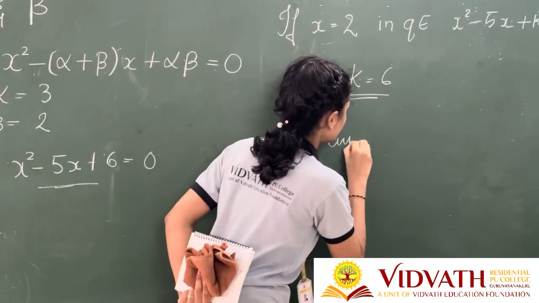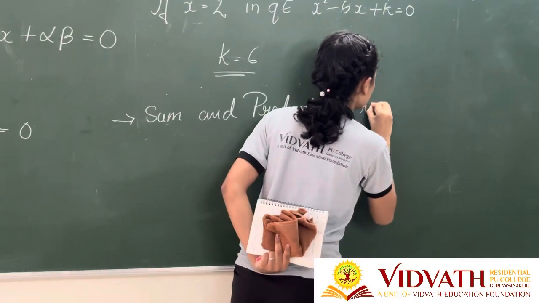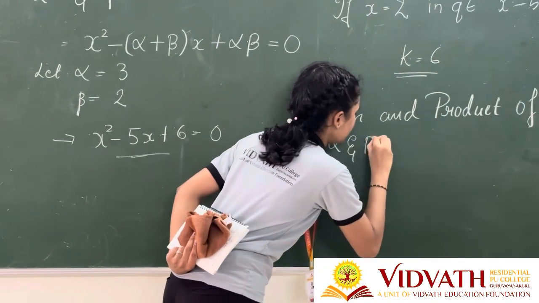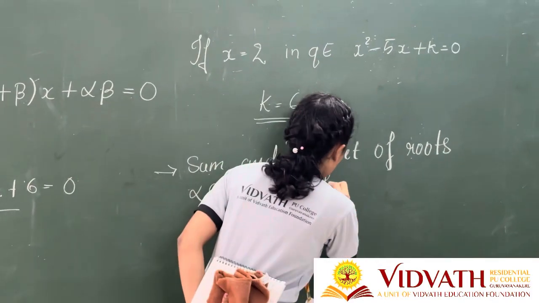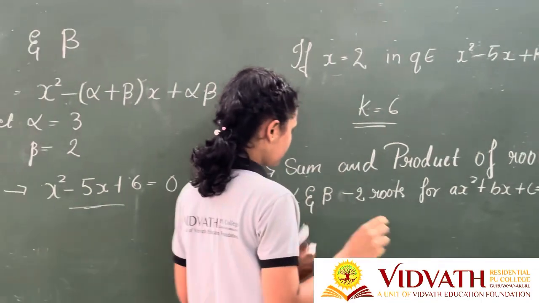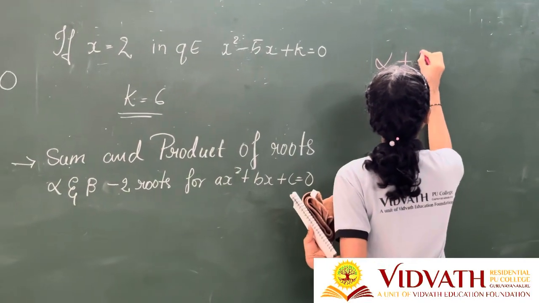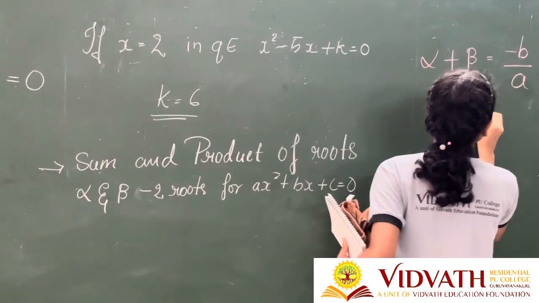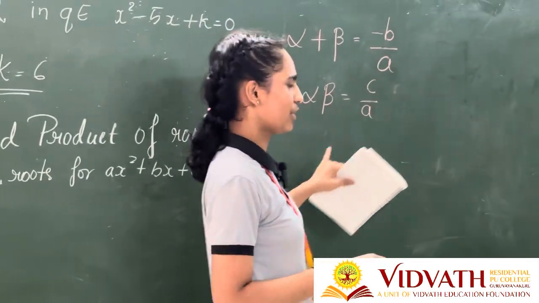Sum and product of roots. Let us consider alpha and beta as 2 roots for ax square plus bx plus c is equals to 0. If the 2 roots are added, alpha plus beta is equals to minus b by a. Alpha into beta gives c by a, where b is the coefficient of x and a is the coefficient of x square.